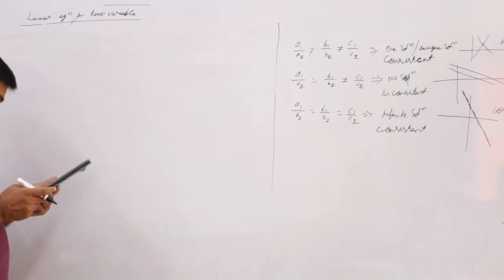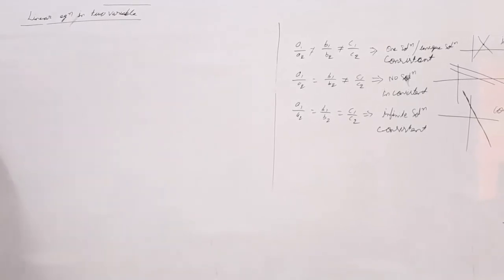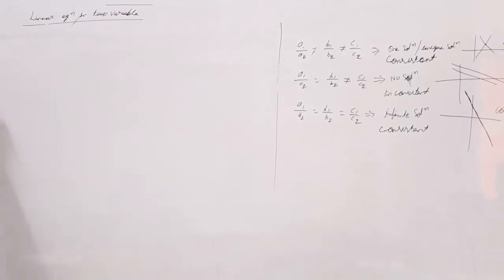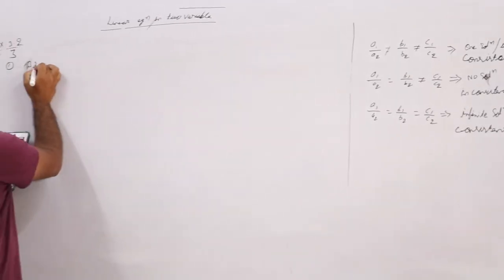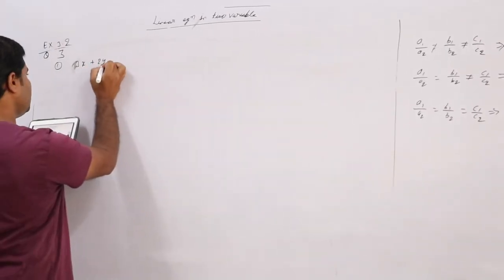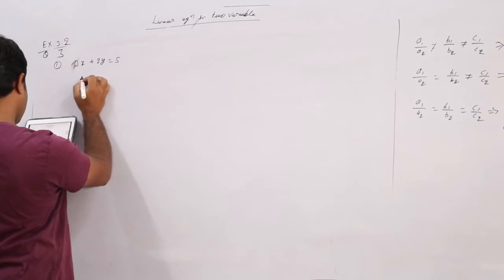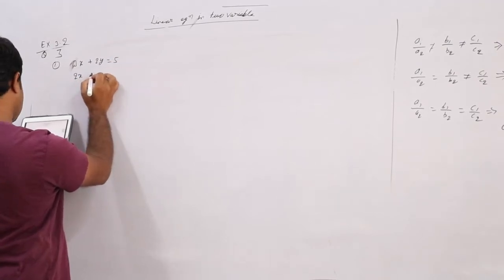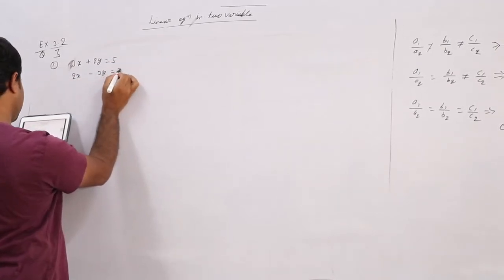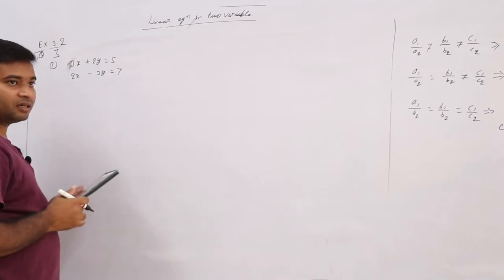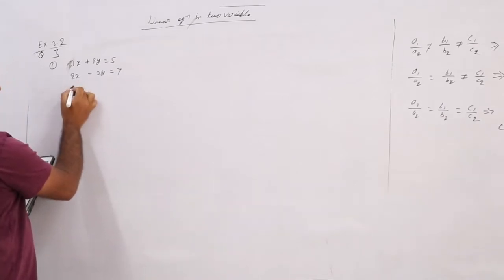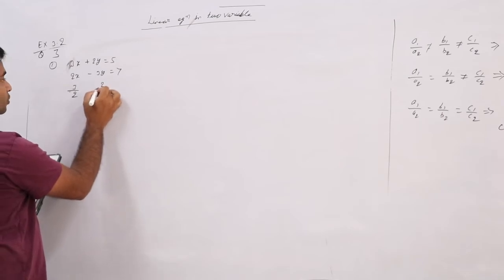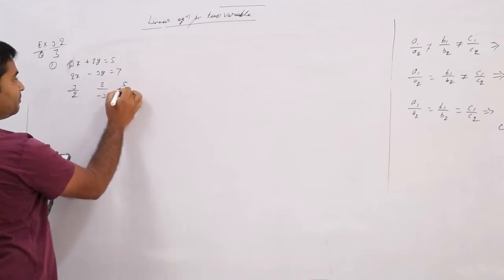3x + 2y = 5 and 2x - 3y = 7. Correct now? Just fine. So 3 by 2, 3 by 2, 2 by -3 and 5 by 7.